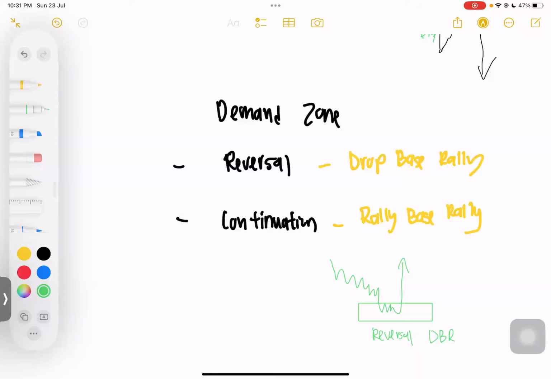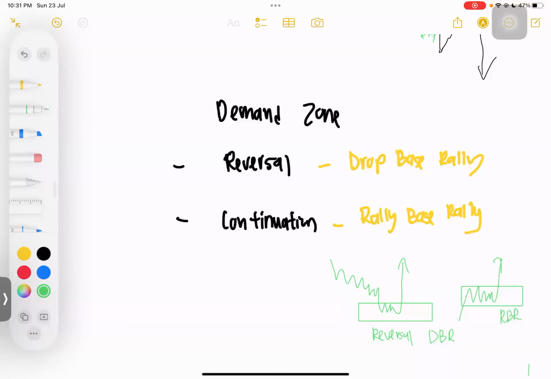And then for the rally base rally, mostly it follows the trend. This one is the rally base rally, just the same as supply. Yes, correct. BOS is equal to break of structure, CHoCH is change of character. These two are the same thing also.